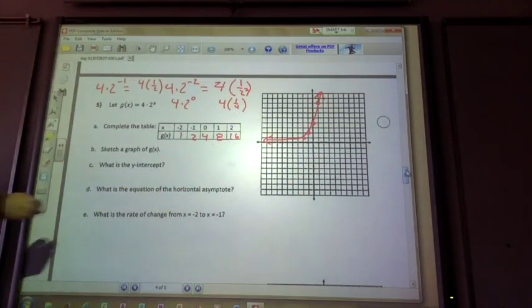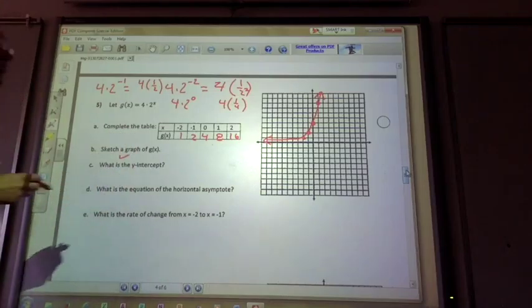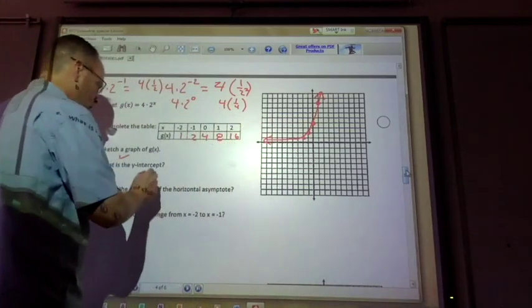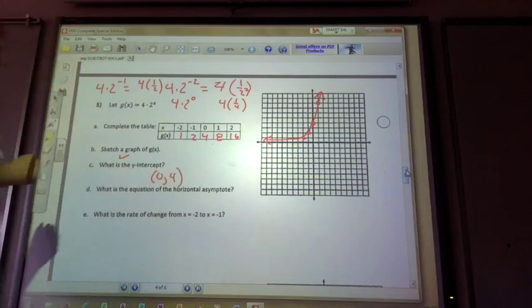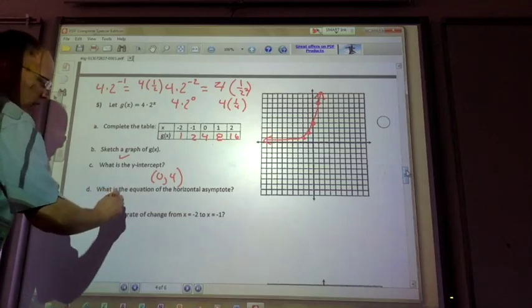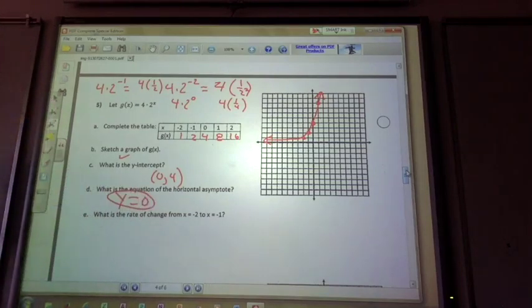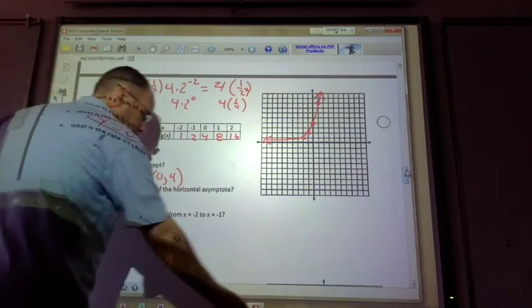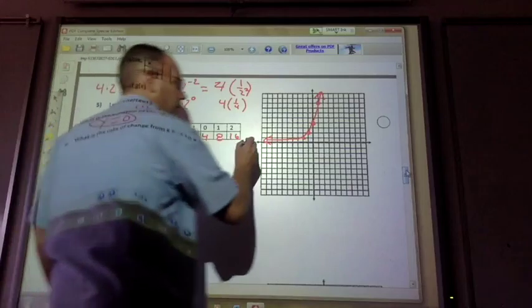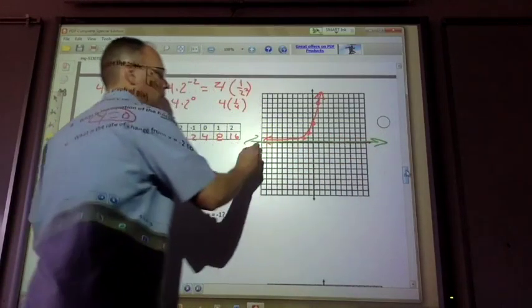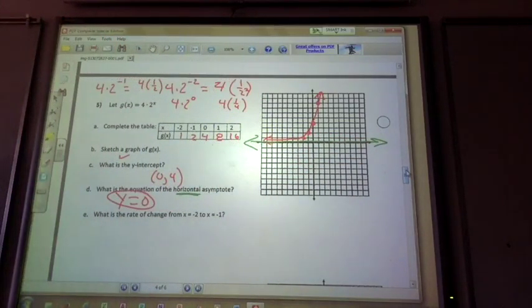Still with me? Sketch the graph. We did it. What is the y-intercept? 0, 4. What is the equation of the horizontal asymptote? What does it look like it's not going to cross? 0. So it is the line y equals 0. Remember, y equals a number will be a horizontal line. This horizontal line is right here. That's the asymptote. So the red line approaches the green line. It will not cross it. It will not touch it.